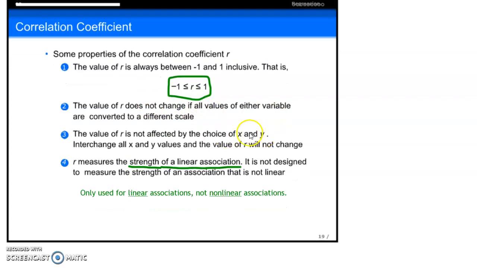That value of R doesn't change if either variable is converted to a different scale. For example, if you're doing degrees Fahrenheit and then you change to degrees Celsius, the value of R does not change. It is resistant to change in that way. And it's not affected by the choice of x and y. If you change your explanatory and response variables, it still gives you the same R value.